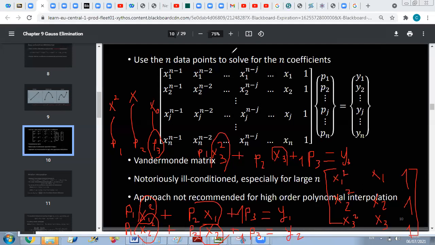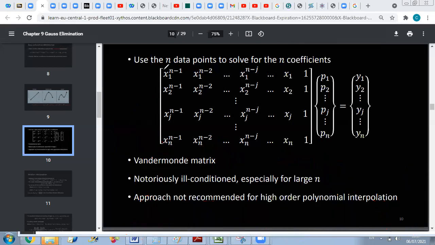And then I will generalize this result to say that if I have n data points to solve for the n coefficients, this will be my matrix. The first column will be the column multiplying P1. It is x1 to the power n minus 1. As we gave the example here, when it was a quadratic fit, we started by x1 squared, x2 squared, x3 squared.